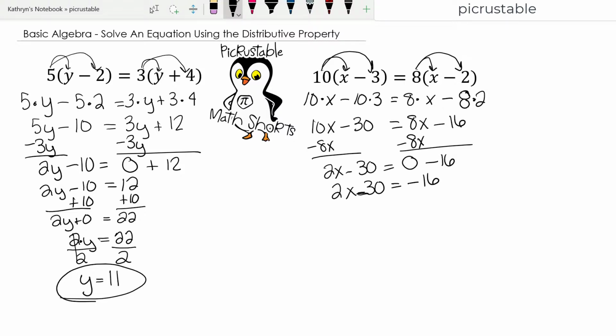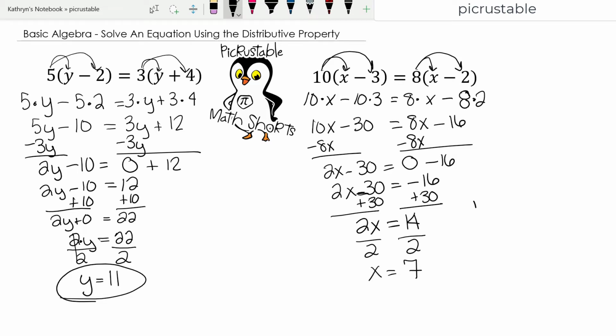Now I want all the numbers on the other side. So the opposite of subtracting 30 is adding 30. So I'm going to add 30 to both sides of the equal sign. So I'm going to have 2x equals, and we're going to have 14. All right. Now I have a number next to a letter. Now that means to multiply. The opposite of multiplying is dividing. So I'm going to divide by 2. So it looks like x equals 7.